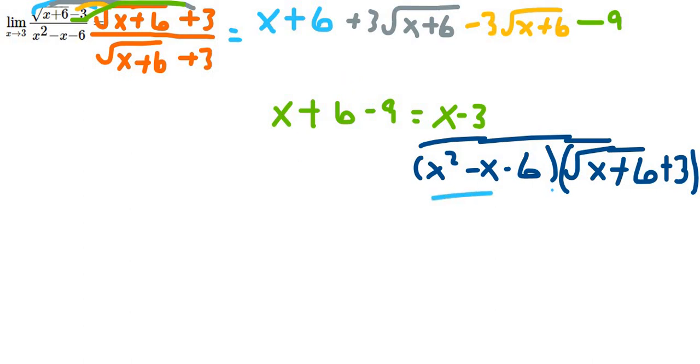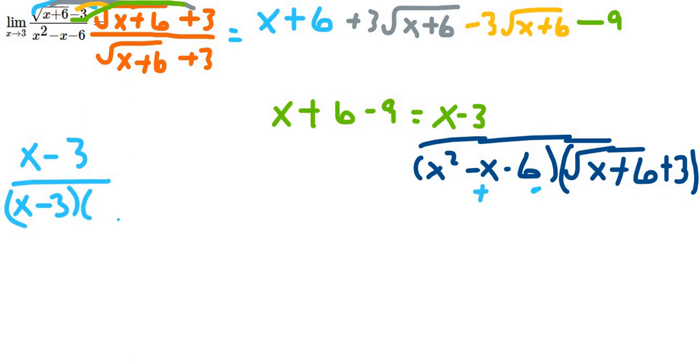So let's rewrite this. And I'm going to factor this part. I'm not going to multiply all this stuff out, and that would make it a lot more confusing and we're going to go too far into the problem then. So the numerator is still x minus 3, and the denominator, we're looking for two numbers that multiply up to be a negative 6, but add up to be a negative 1. That's going to be a negative 3 and a positive 2. So let's rewrite that. X minus 3, x plus 2.